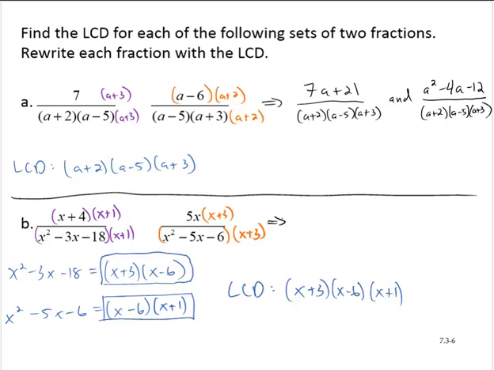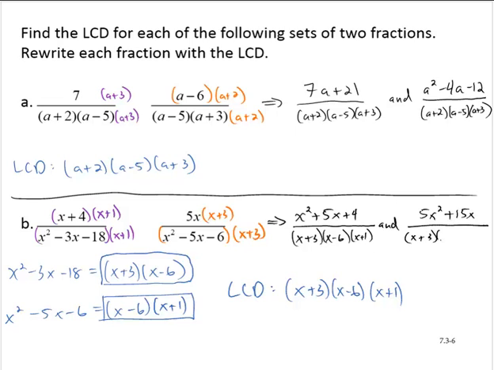Alright, so my fractions are equivalently the first fraction, using FOIL or general multiplication of polynomials, x squared plus 5x plus 4 over the common denominator, and I'll just use the form that I have written underneath, x plus 3, x minus 6, x plus 1. And my second fraction, applying the distributive property in the numerator, 5x squared plus 15x, and the common denominator, x plus 3 by x minus 6 by x plus 1.